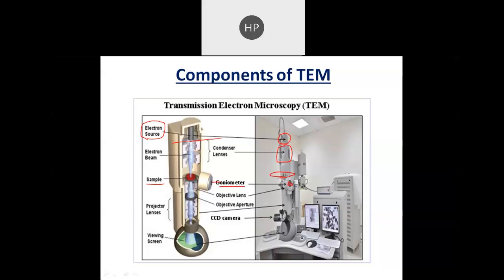After that, we have an objective lens, objective aperture, and this one is known as the projector lenses. So the projector lenses will be fixed here. Then we have this viewing screen. Here we have some fluorescent screen, or a CCD camera fitted over here, attached to the computer, so that we can have an image like this. So this is how the various components of the transmission electron microscope are fixed.